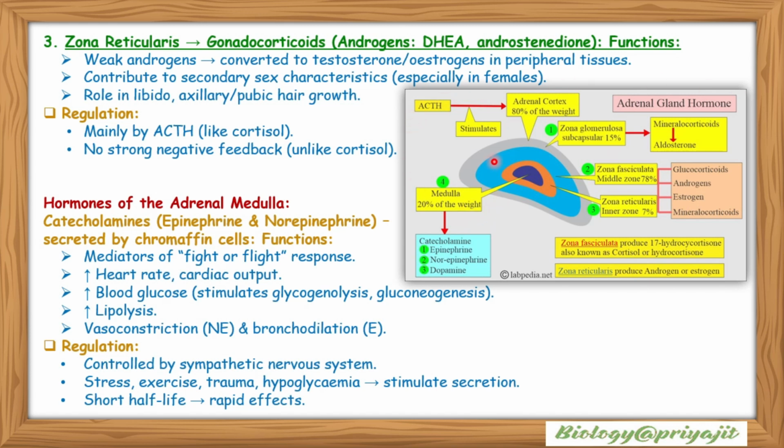This image shows ACTH acting on the adrenal cortex. ACTH stimulates the adrenal cortex, which is 80% of the weight of the adrenal gland. From the adrenal cortex, the zona glomerulosa releases mineralocorticoids or aldosterone. Zona fasciculata, the middle zone, releases glucocorticoids, androgen, estrogen, and mineralocorticoid. Zona reticularis also secretes mineralocorticoid. And zona fasciculata produces 17 dihydrocortisone, also known as cortisol or hydrocortisone. Zona reticularis produces androgen and estrogen.